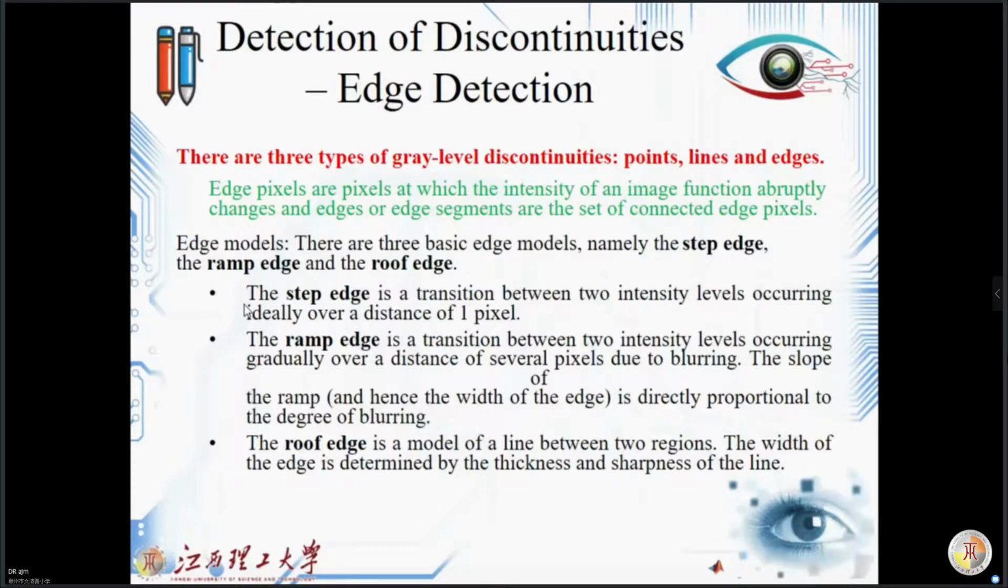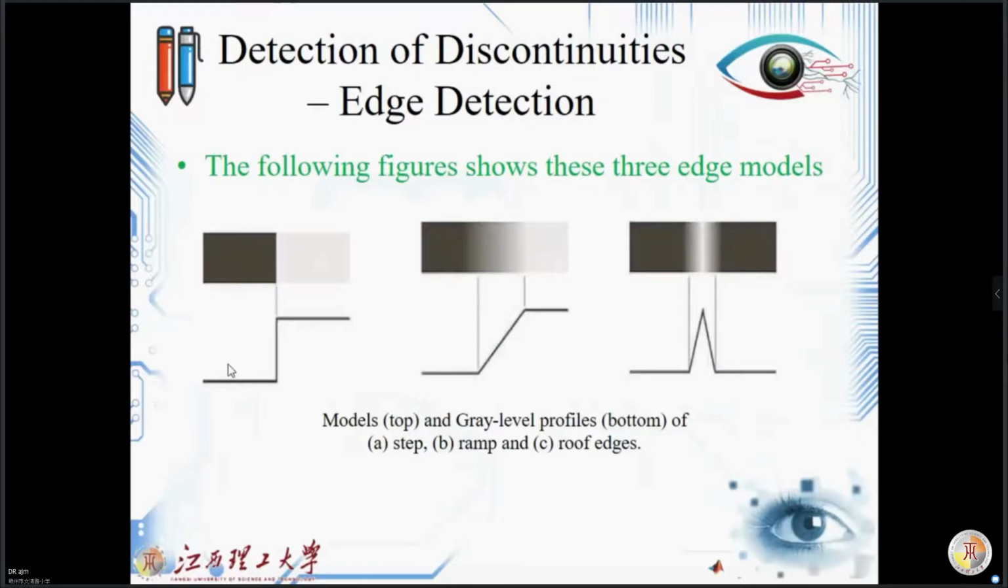Let us see them in the figure. In this figure, I show you the model of the gray level profiles, starting with a step edge. In the first one you have a very sharp transition, 0 and 1, between the dark side and the white side of our image.